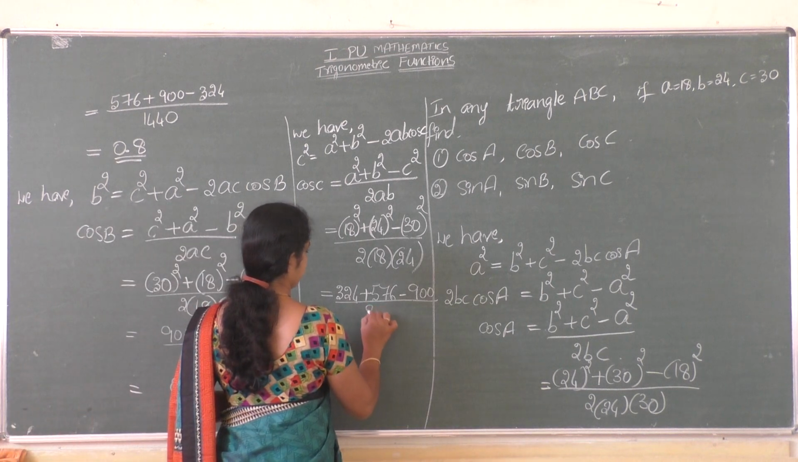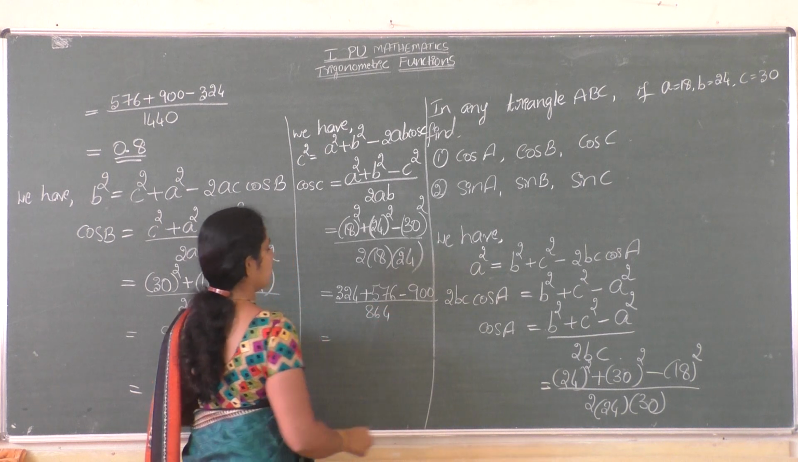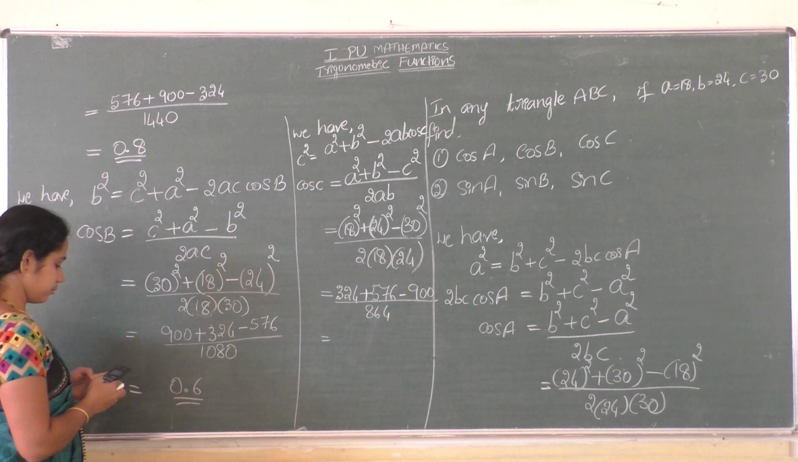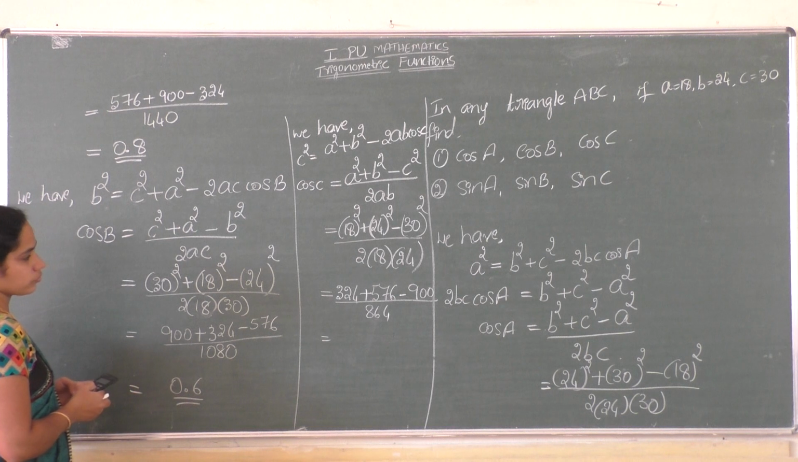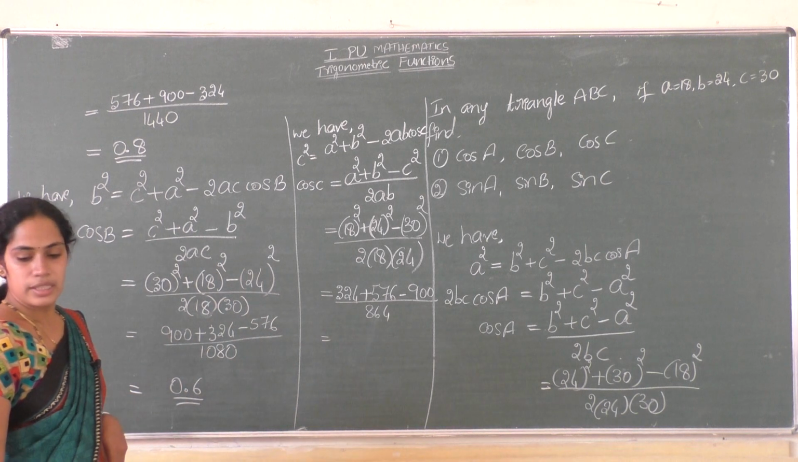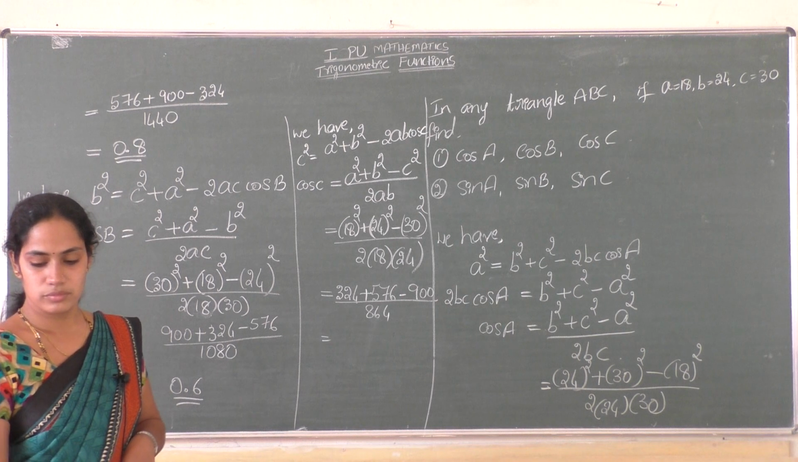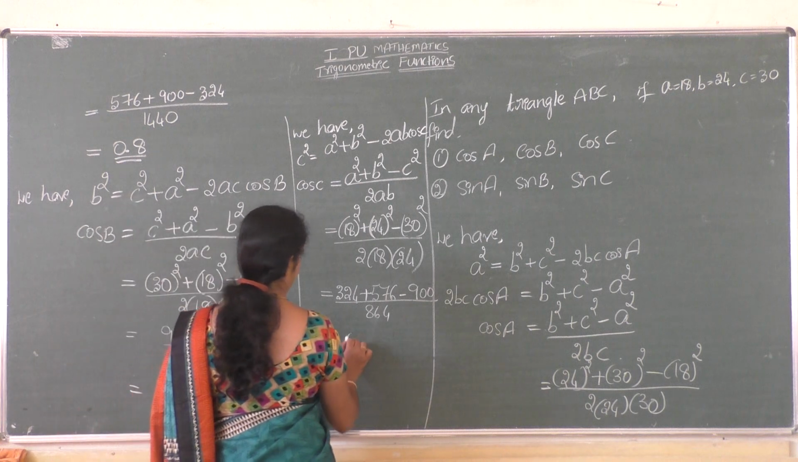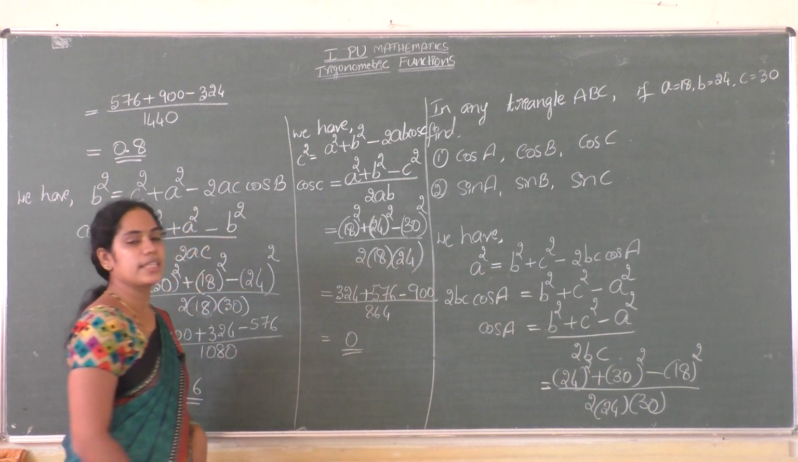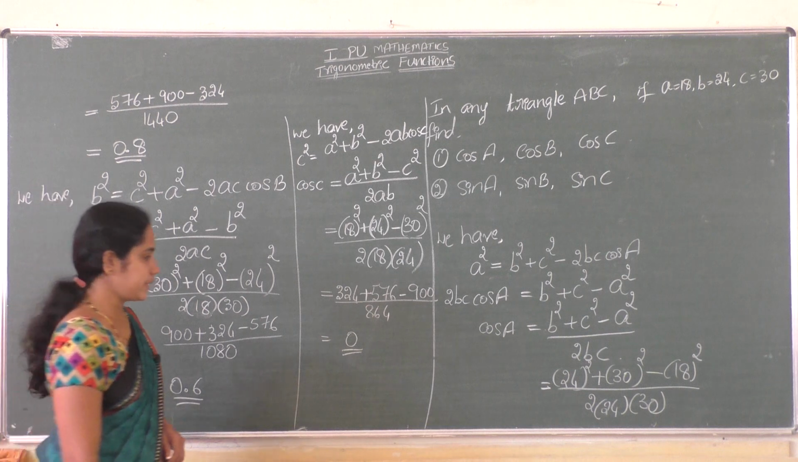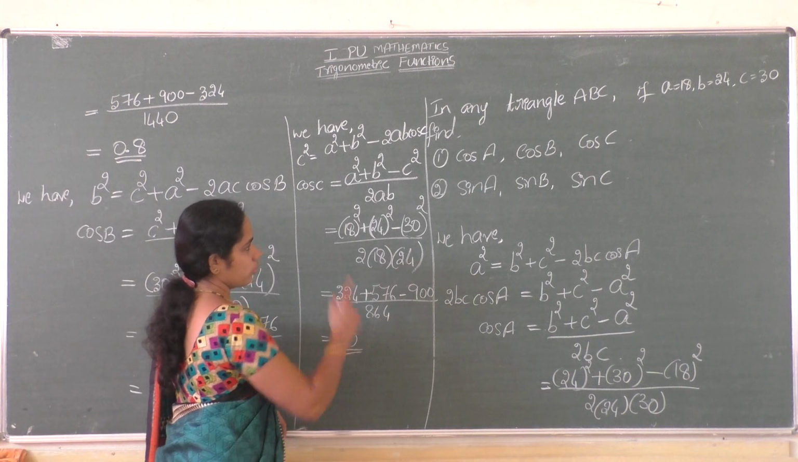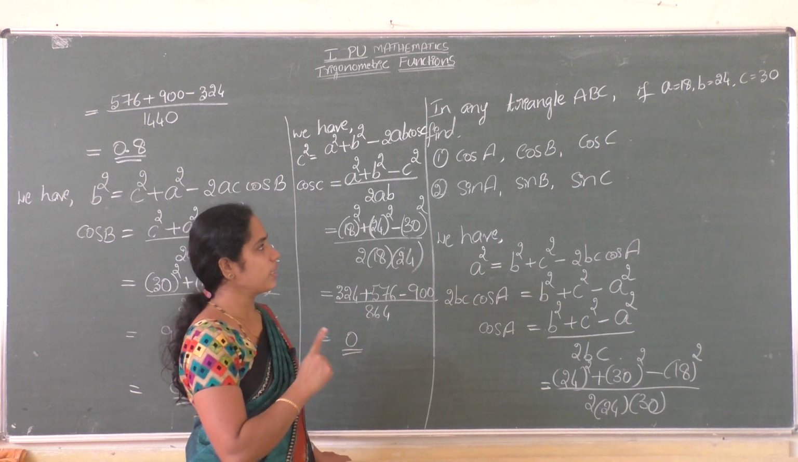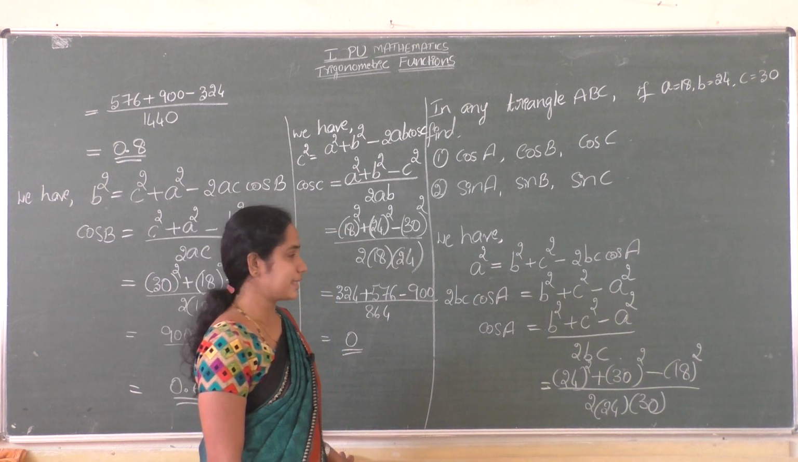That is 864. Now the value is 324 plus 576 minus 900, that is 0. 0 divided by 864 is 0. So the first one is over: cos A, cos B and cos C.